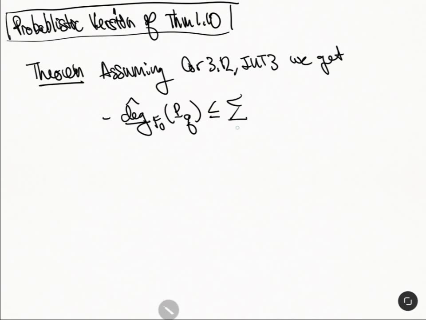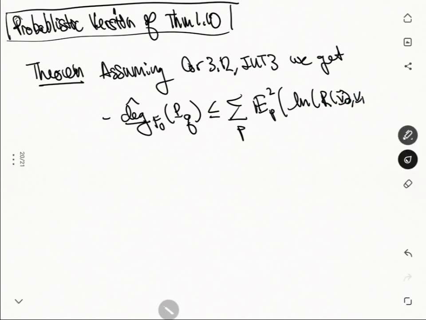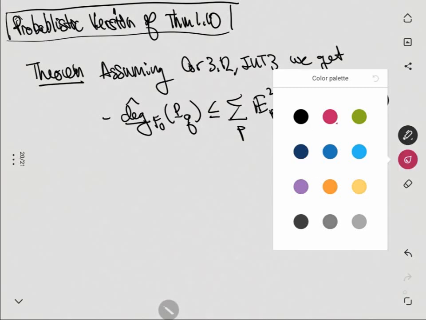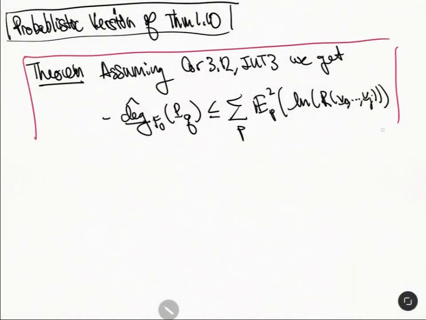We can write it as the sum over P, including the infinite place, of EP squared of this natural log of R VU. Okay, so let's do it like this. R0, 1, I don't like how that was written. Let's do it like this. Now you can see the J's vary as well. So this is the kind of probabilistic version of what we have here, and this is the result of the log volume computation.